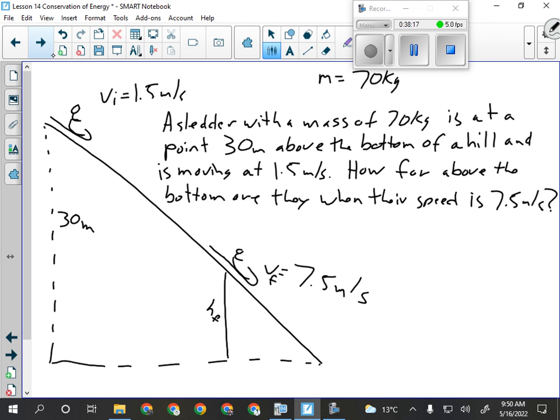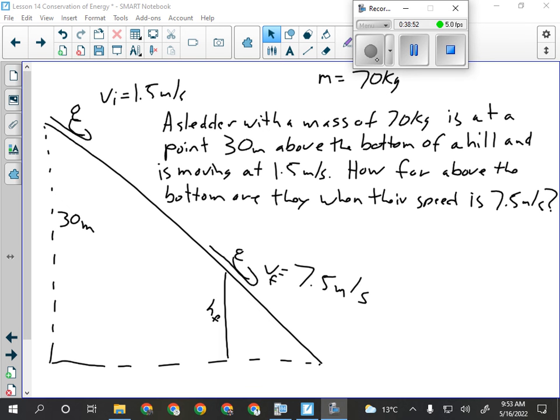All right. What about a pendulum here? I want you guys to write this one down. We have a sledder with a mass of 70 kilograms at a point that is 30 meters above the bottom of a hill, vertically. They're moving at 1.5 meters per second, so they've done the run up and jumped onto the sled, and now they're going down the hill. How far above the bottom are they when their speed is 7.5 meters per second? I'll give you a minute to write that one down, and we'll walk through this, and then we'll call it a day.